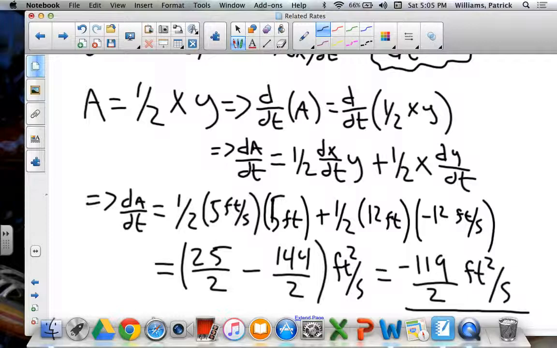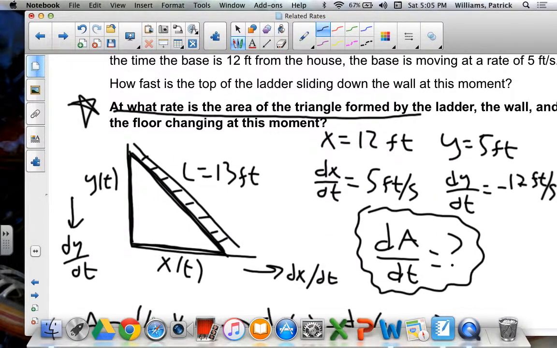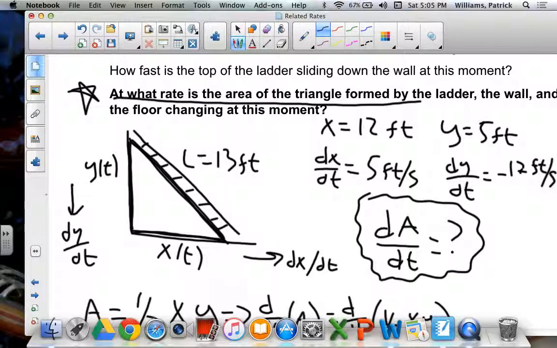Well, if we're looking for dA/dt, we're looking for the instantaneous rate of change of area with respect to time. If area is given in units of feet squared, it makes sense that the instantaneous rate of change of area with respect to time would be given in feet squared per second. So this gives us a warm fuzzy, and we're very happy. And it also kind of makes sense. Depending on what's going on, there might be times when the area is increasing and times when it's decreasing. I would say as the ladder goes further and further down the wall, its area is going to start decreasing. So that kind of makes sense that we got a negative number right there.